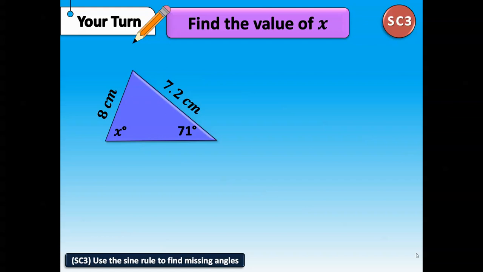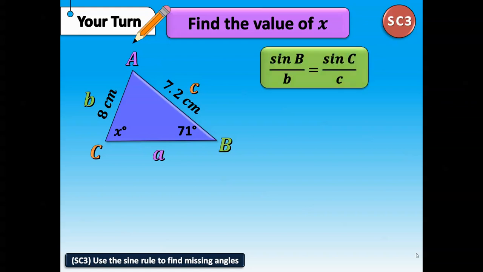So in this question, I want to find the size of angle X. So I start by labeling up my sides and my angles, like so. So to find X, I need to use sine B over B equals sine C over C.